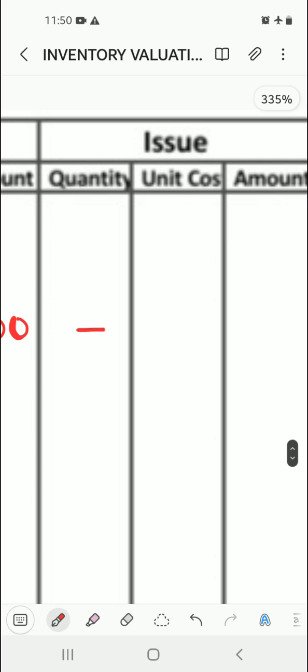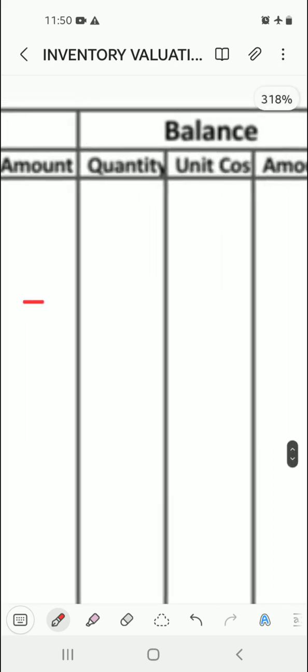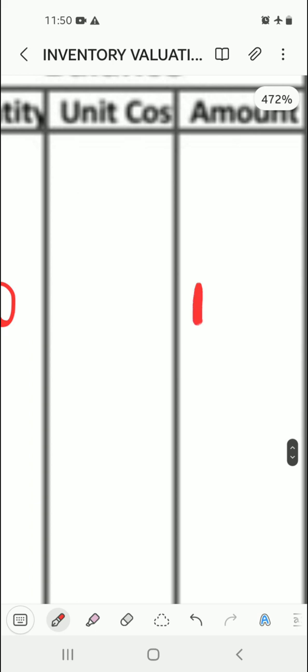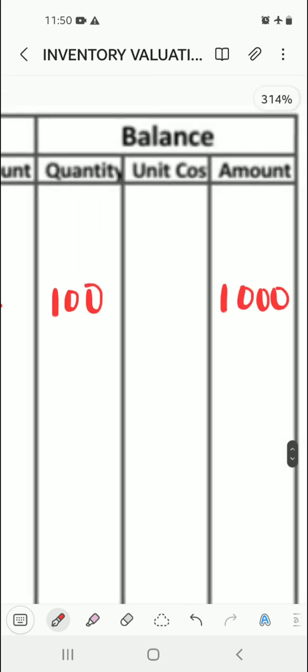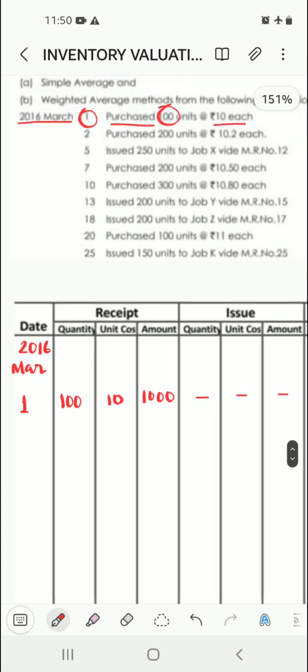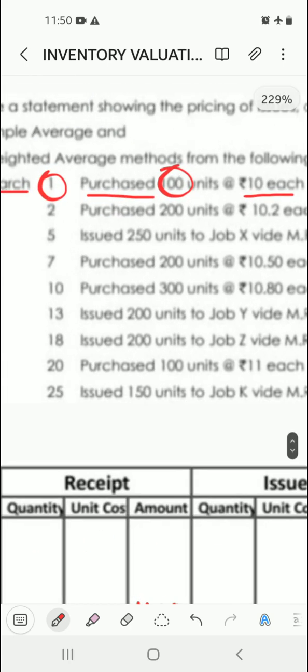There has been no issue on this date, so nothing to write here, leave it blank. And here the quantity has been 100 and amount will be 1000. As I told you, you can omit the unit cost part, it will not create any difference, so you may not write it at all. Next, we're done with March 1. We're going to move to March 2.